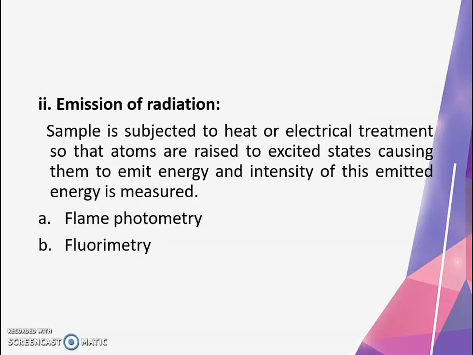Next is emission of radiation. Here the sample is first subjected to heat or electrical treatment so that the atoms are raised to excited states. Now when the atoms are raised to excited states, it causes them to emit energy, and intensity of this emitted energy is measured. Two methods are flame photometry and fluorimetry.